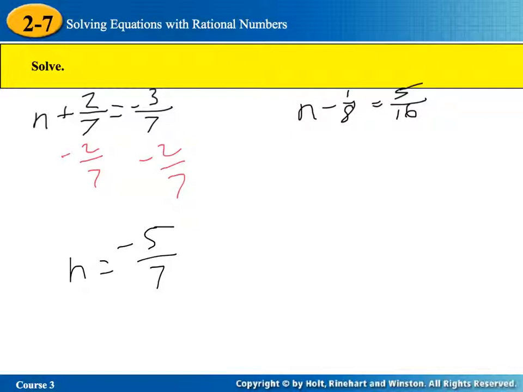Next one, another n. n minus 1/8 equals 5/16. Woo! How do we get rid of that 1/8? Add it to both sides. Why do I add it to both sides? Because you have to get rid of it. We get rid of it by inverse operations. That was your head talking, by the way.